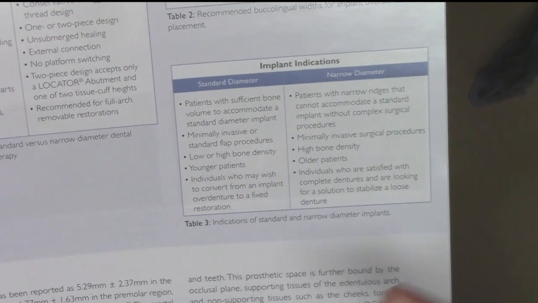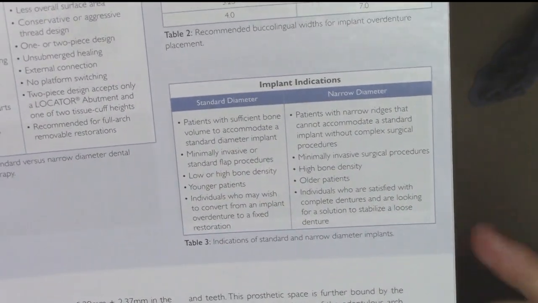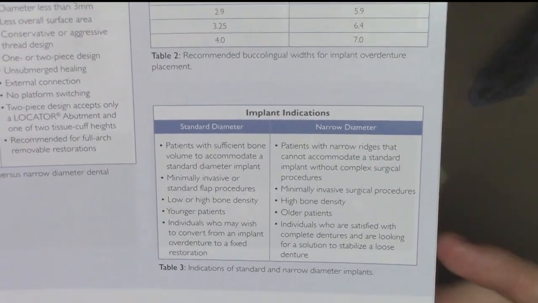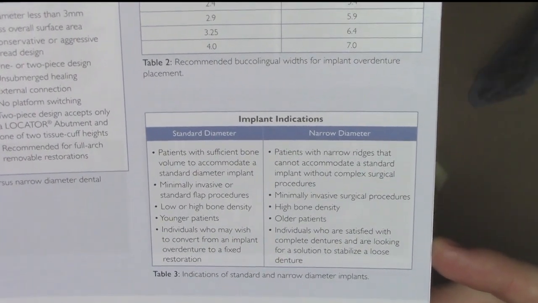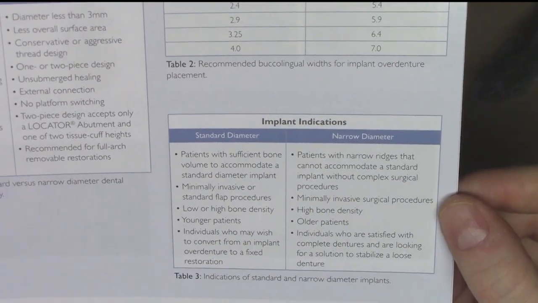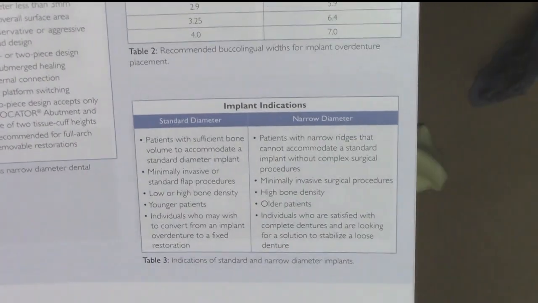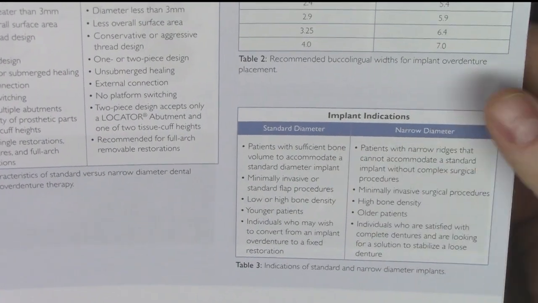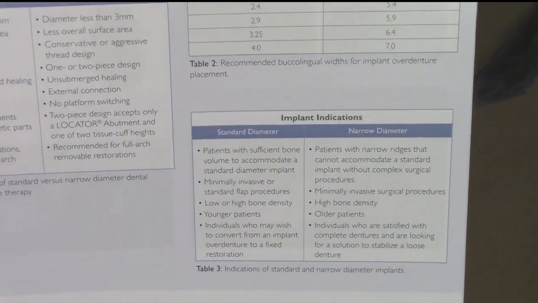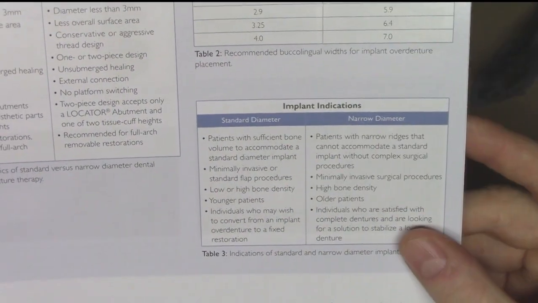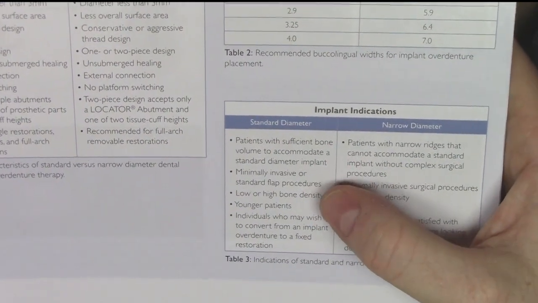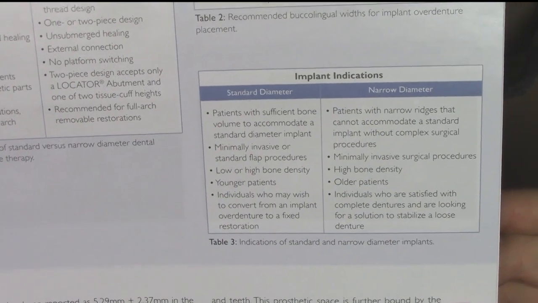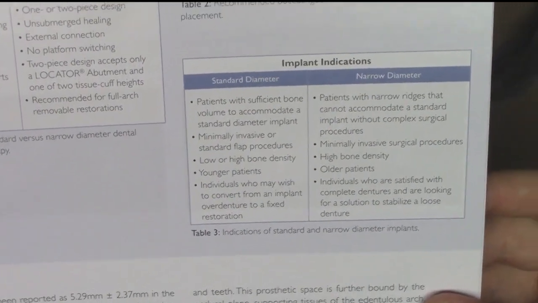And many times when patients don't have sufficient bone volume to accommodate a standard diameter implant, we would go with the narrow diameter implant, especially when those patients are interested in a minimally invasive procedure to help stabilize a complete denture. Versus those patients that can have standard diameter implants, who are those that have sufficient bone volume to accommodate either a standard or narrow diameter implant, and also tend to be younger patients or patients that might be interested in converting to a fixed restoration later at some point.